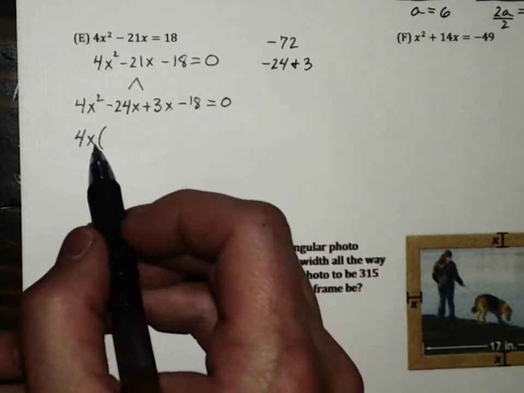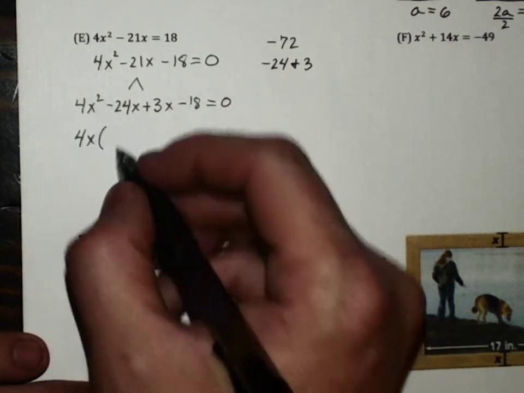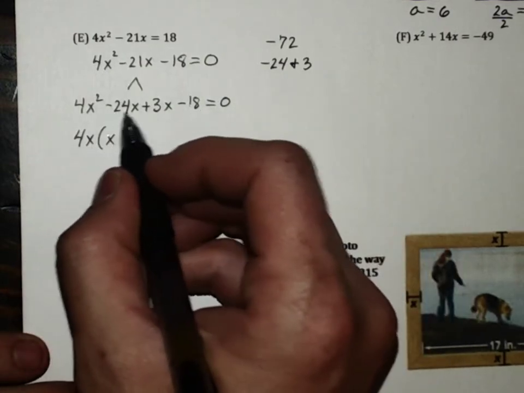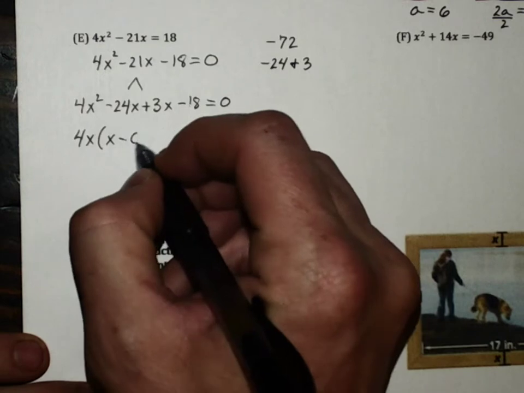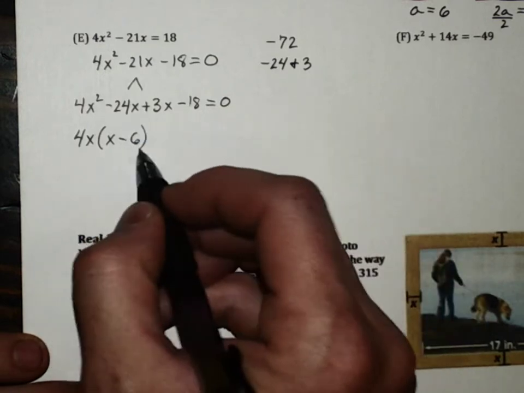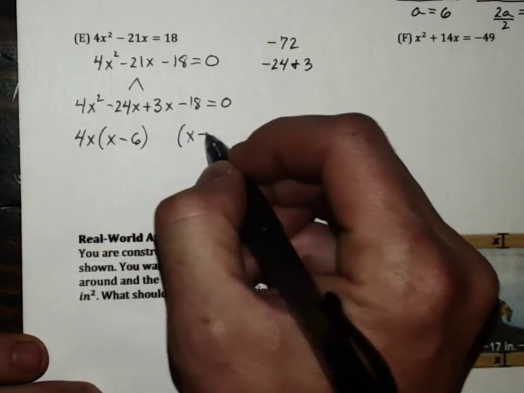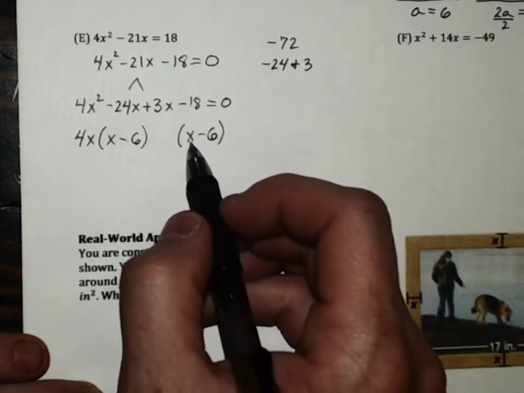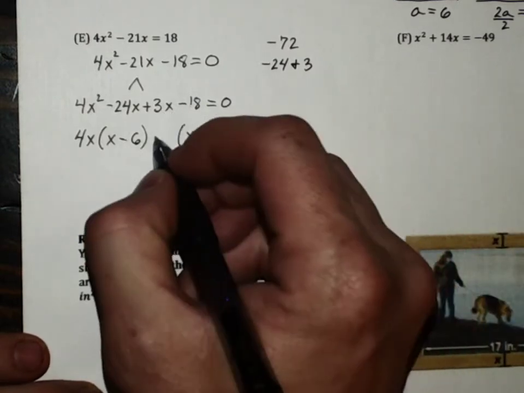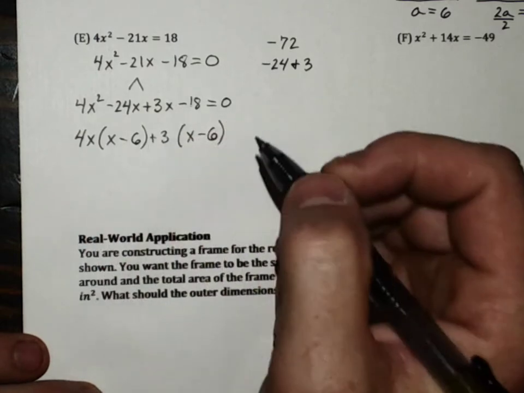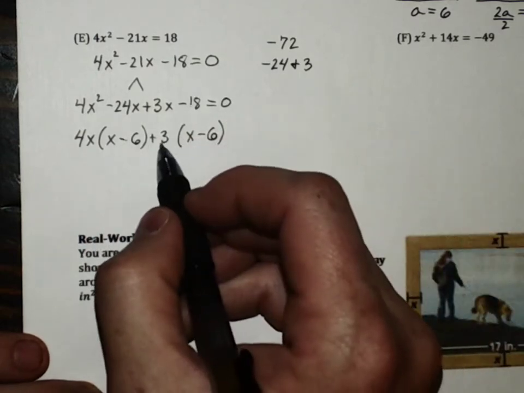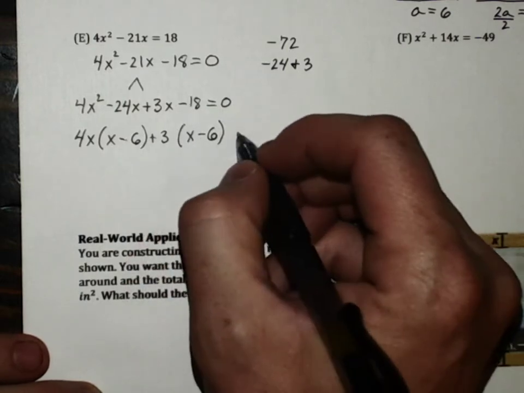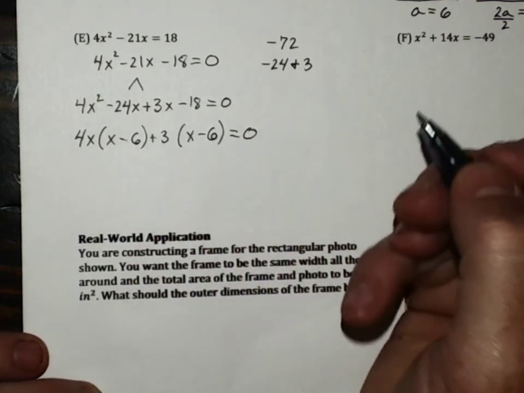What do I multiply 4x by to get 4x squared? X. What do I multiply 4x by to get negative 24x? It's negative 6. Take this x minus 6 and rewrite it. What do I multiply x by to get 3x? That would be positive 3. And then check. Is positive 3 times negative 6 negative 18? It certainly is. Don't forget your equal 0.